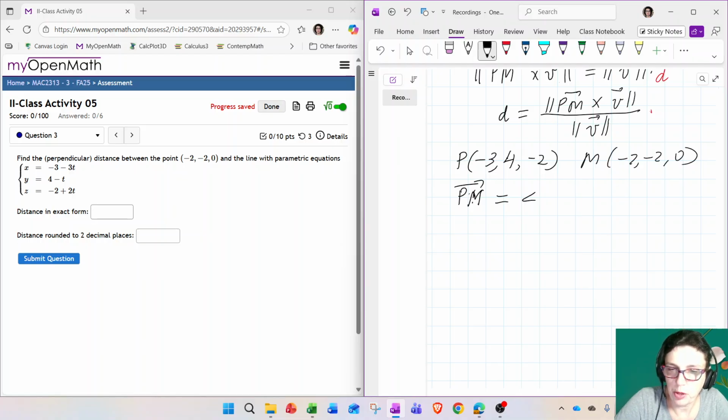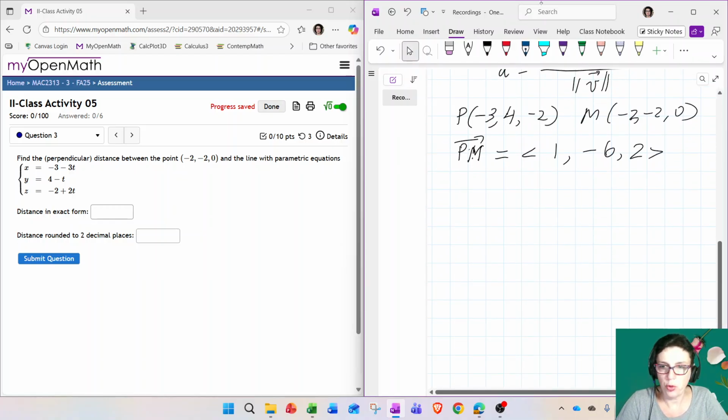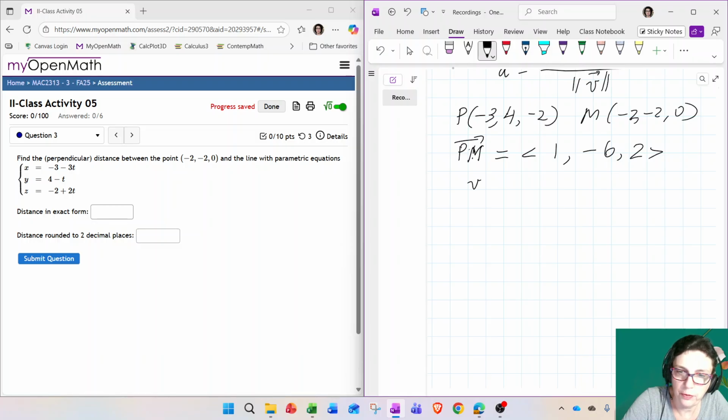Let's subtract the coordinates of P from the coordinates of M. We get -2 subtract -3, which is +1. Then -2 subtract 4 is -6. And 0 subtract -2 is 2. Okay, so we got that. Now we want to find the cross product of PM and V, where V is -3, -1, 2. Let's find the cross product.